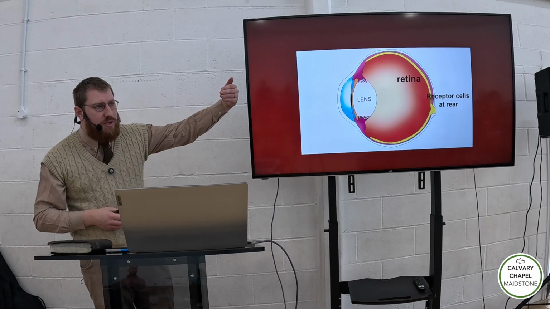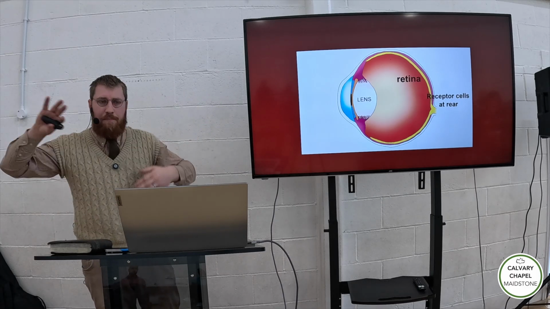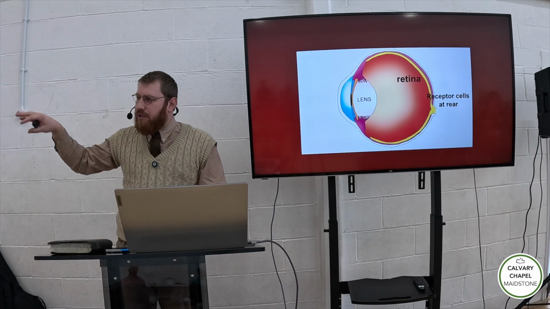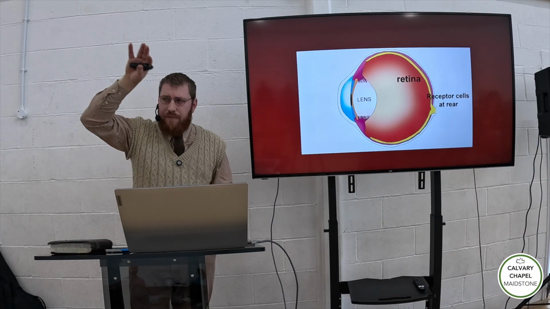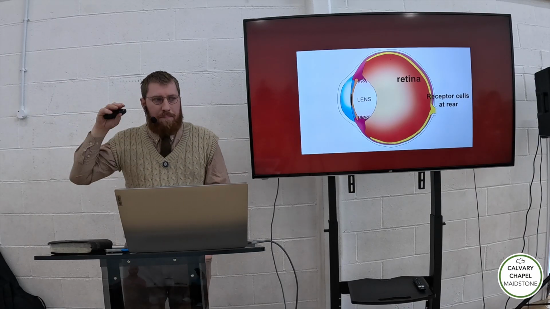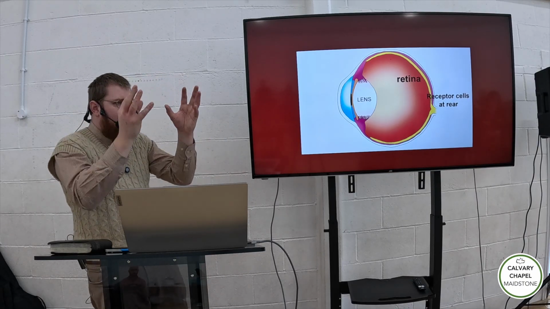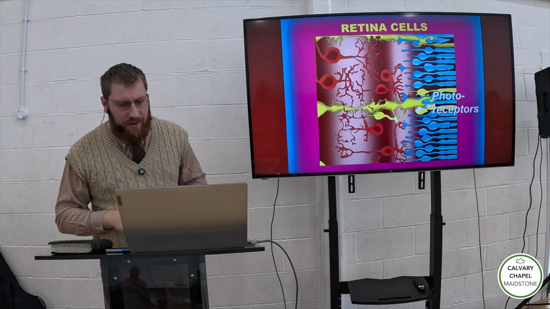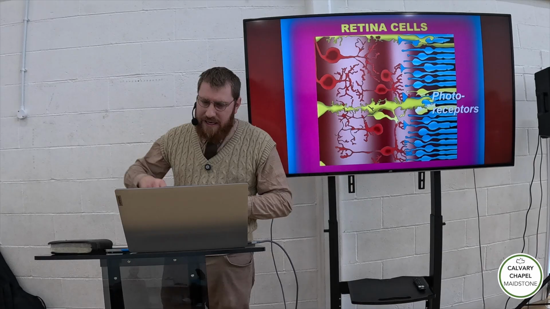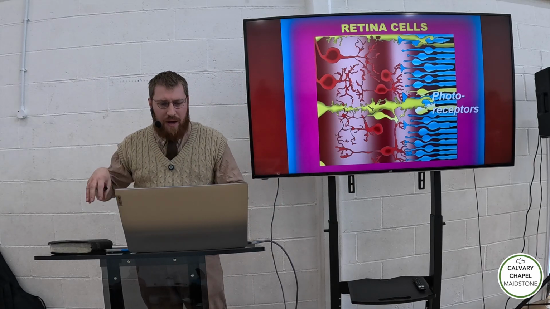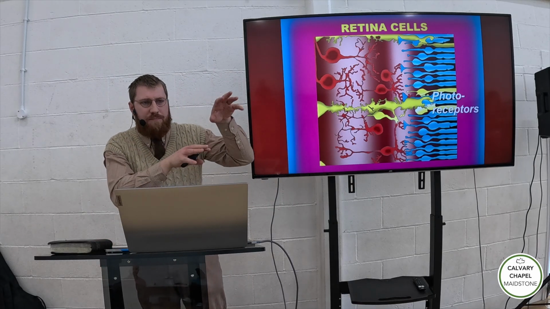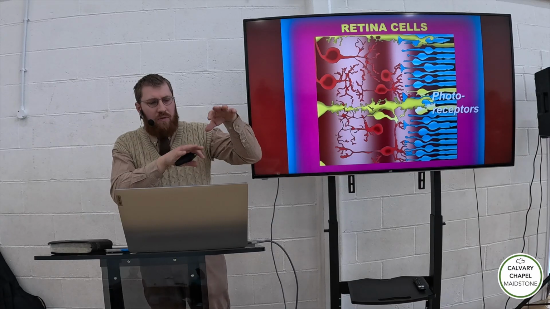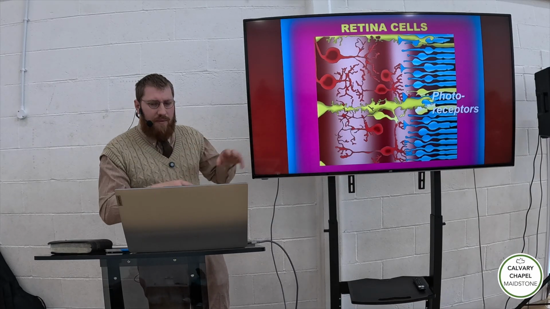And the light passes through the lens into the back of the eye where it reaches those receptor cells. But in order for the light to get there, it needs to pass through this big red mass known as the retina. Here's a slightly more technical diagram. You can see the photoreceptors in blue on the right-hand side, and you see those red sort of spidery-looking things? Those are all the blood vessels that run throughout the retina.